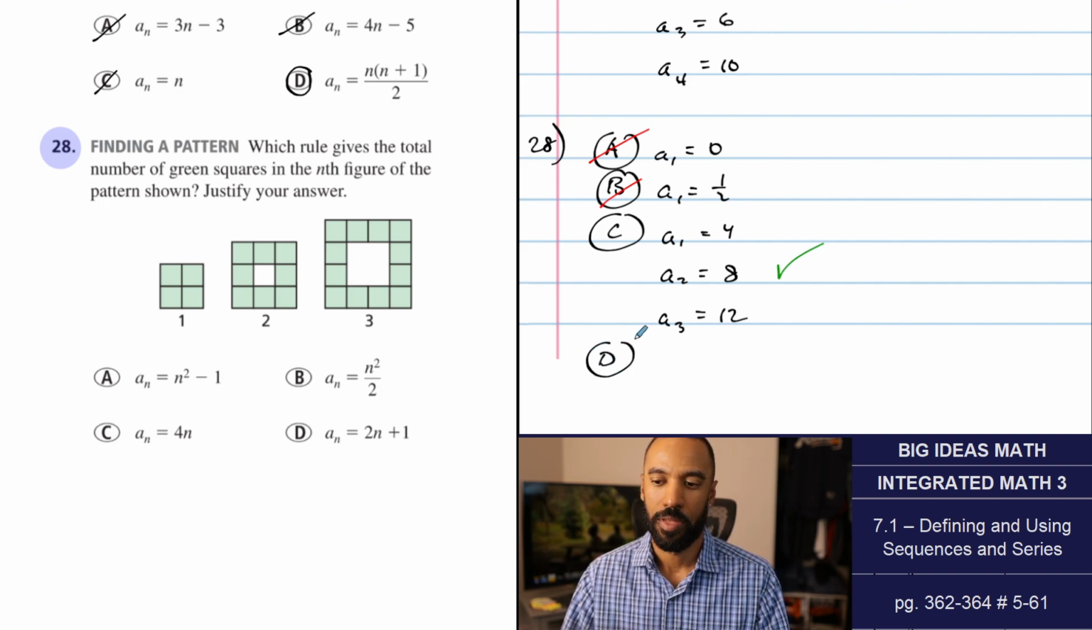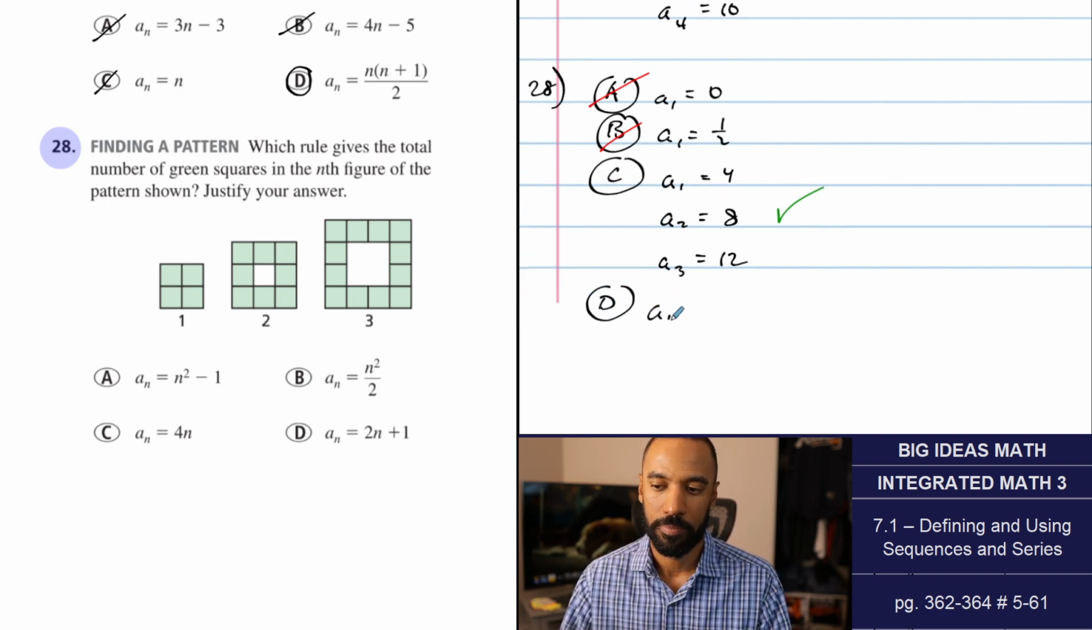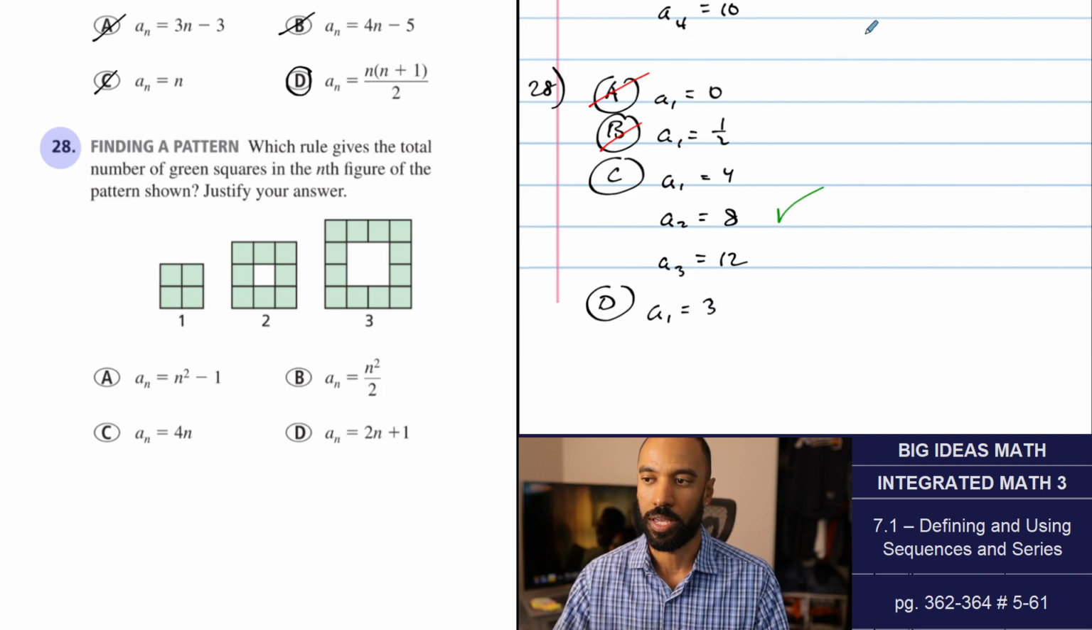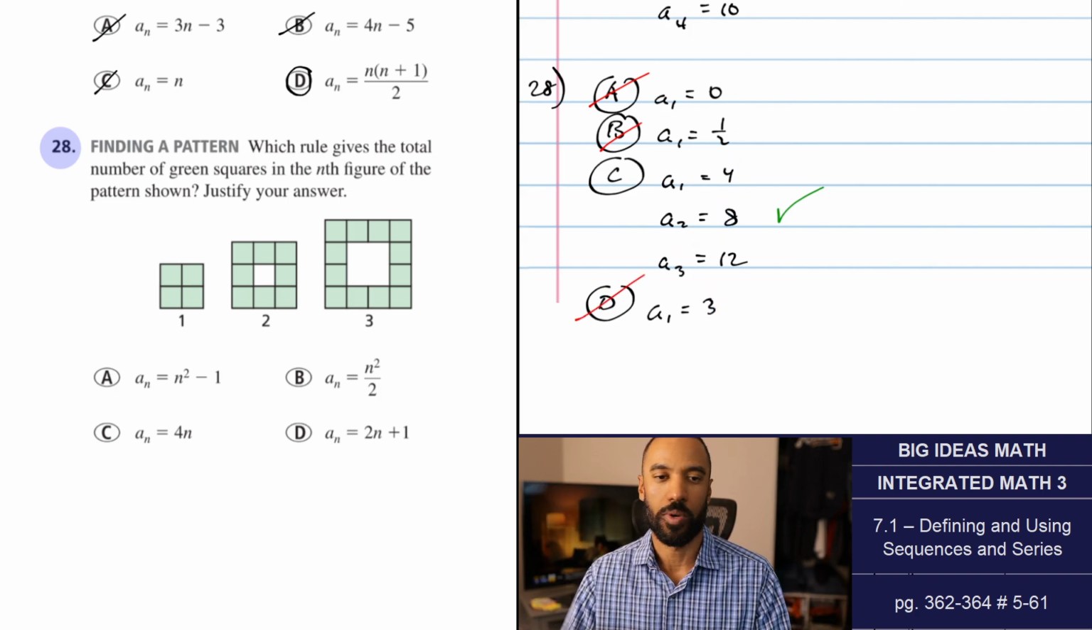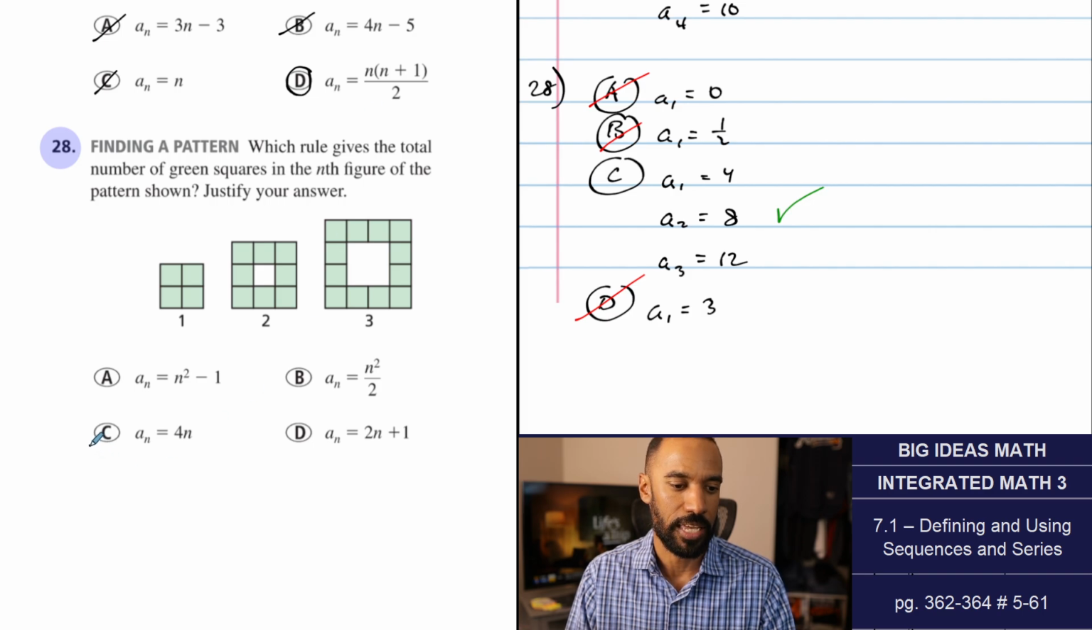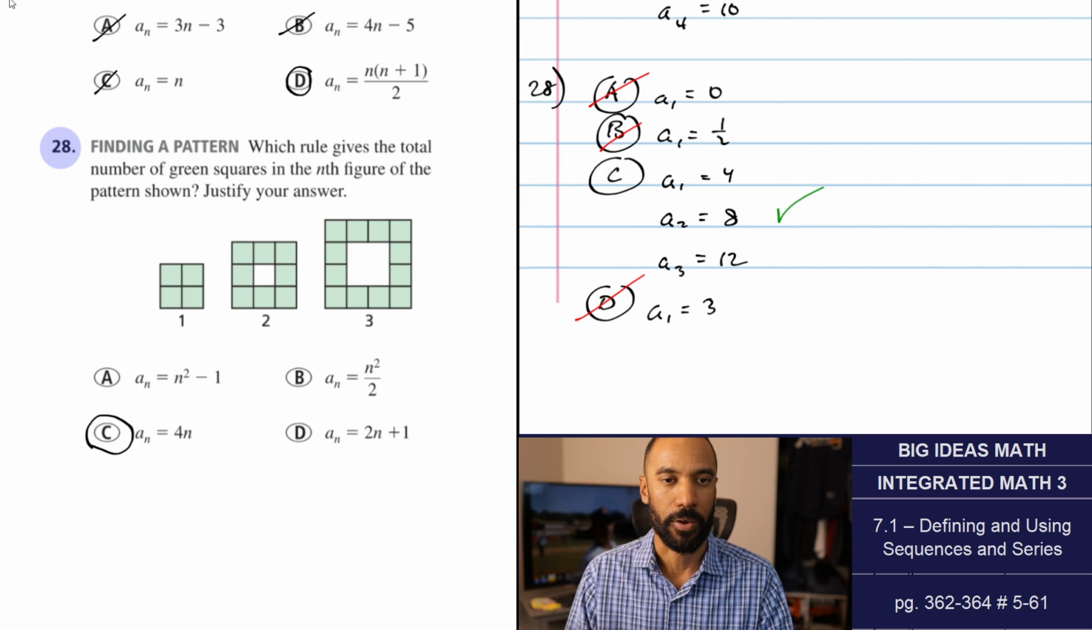If you did D, you would find out A sub 1 is 3, and that also doesn't work out. So, yeah, eliminating some of those ones, C ends up being your answer. We'll go ahead and take that for what it is. All good. Okay.